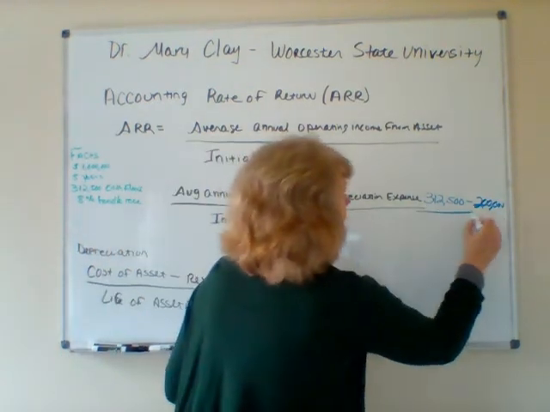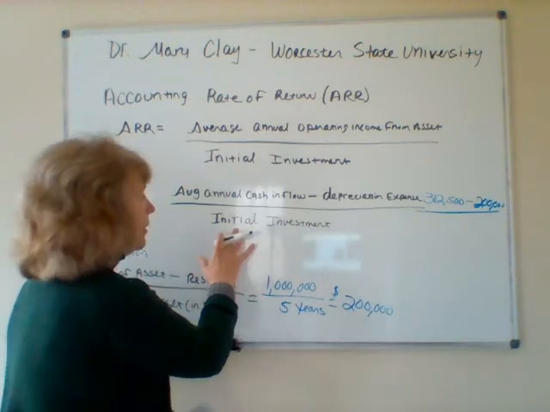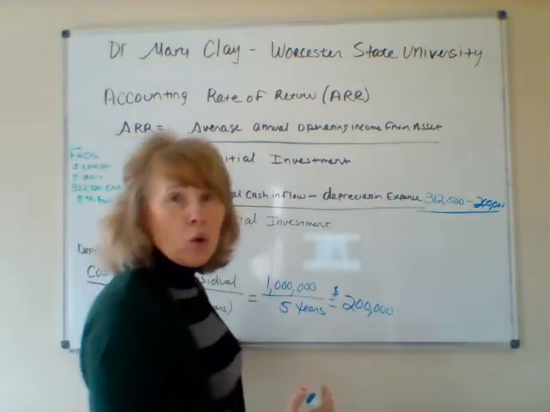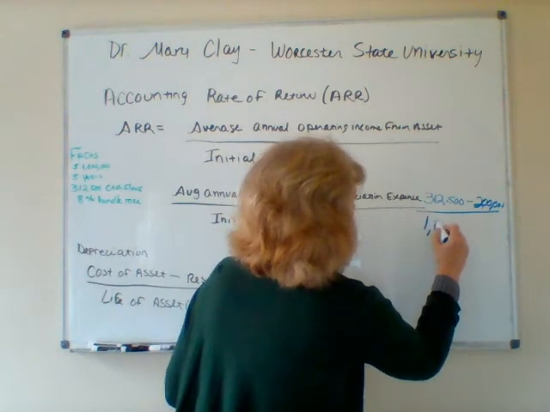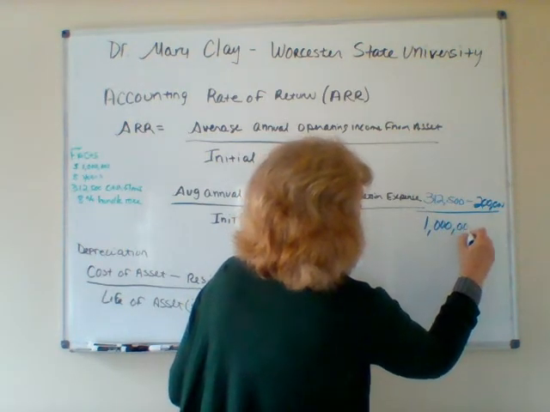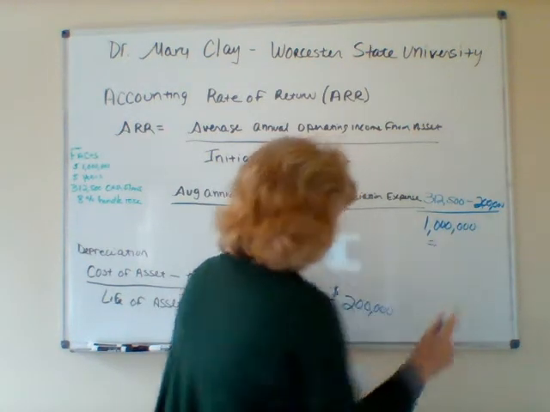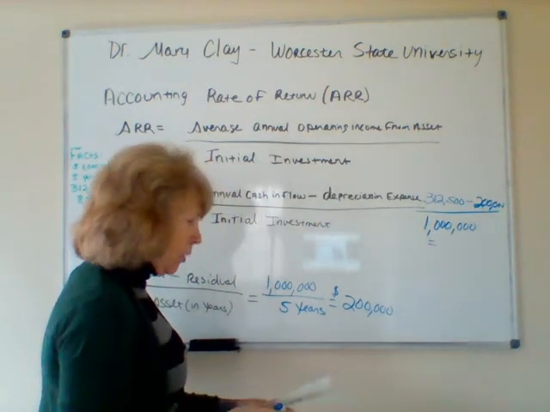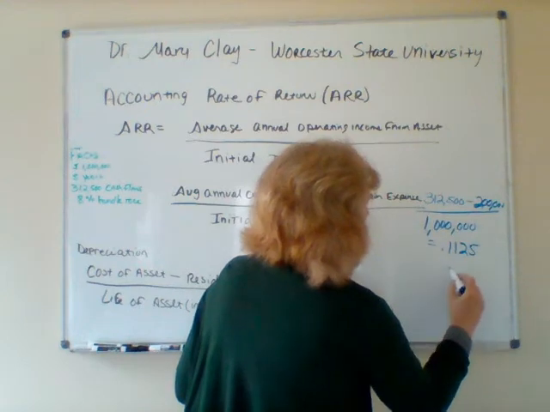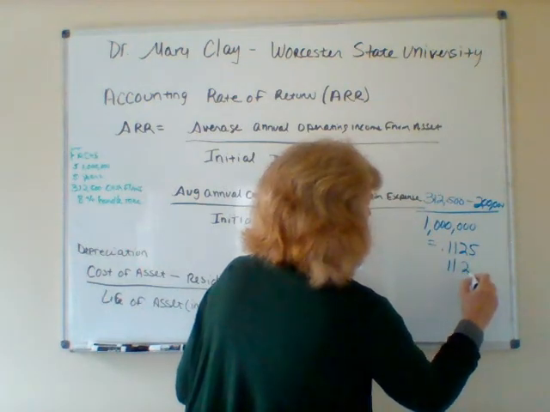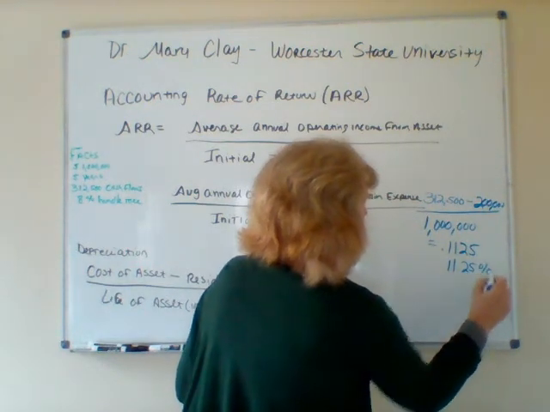And then I'm going to divide it by the initial cost, the total cost of the asset, and that is $1 million. Okay, I divide it out and I come up with a decimal, of course, 0.1125. I convert that to a percent, and that is 11.25%.